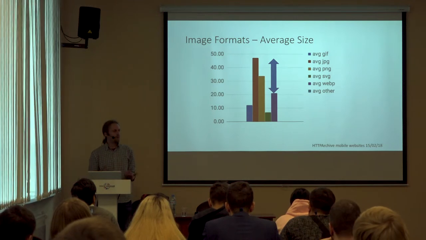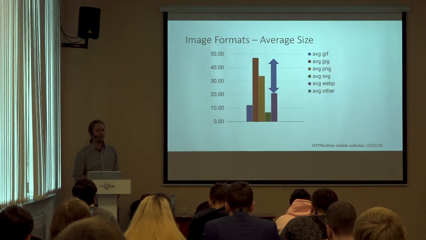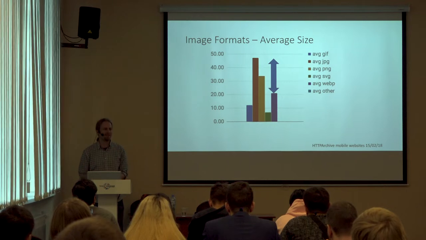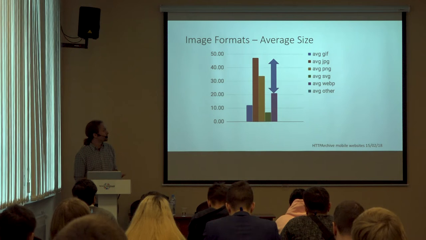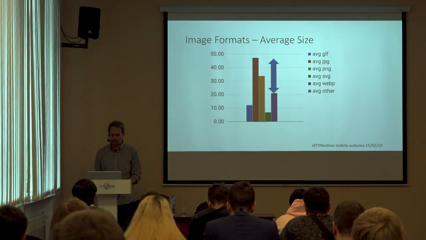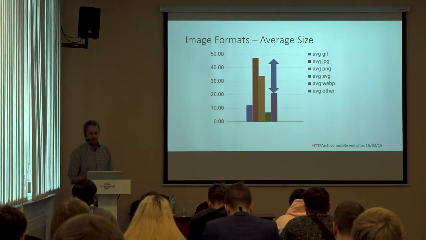And so WebP, JPEG is 26 years old. It just celebrated its 26th birthday last month. And WebP is only about 7 or 8 years old. So it's a newer algorithm. It has better compression. So why aren't more people using it?